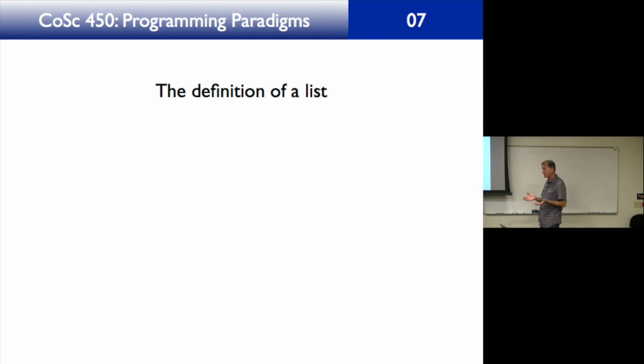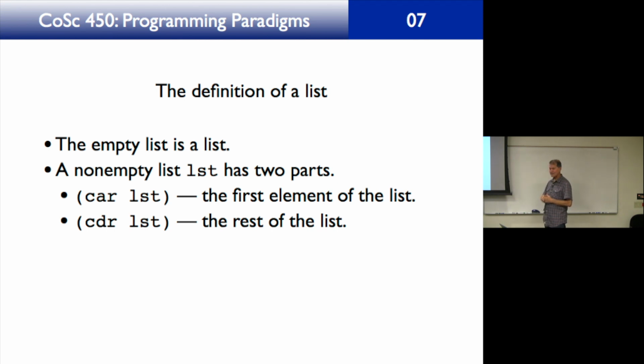The empty list is a list, and a non-empty list, which we're going to call lst, has two parts. There is a really funny name for these two parts: car, C-A-R, and cdr. The car of the list is the first element of the list, and the cdr of the list is the rest of the list. Car is pronounced car, and cdr is colloquially pronounced could-er.